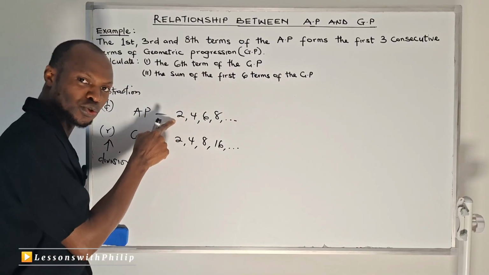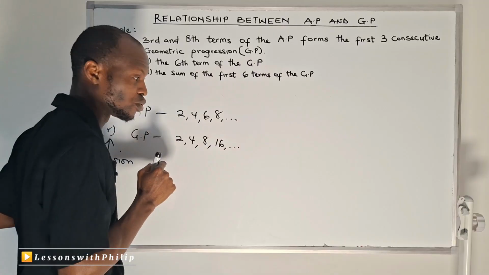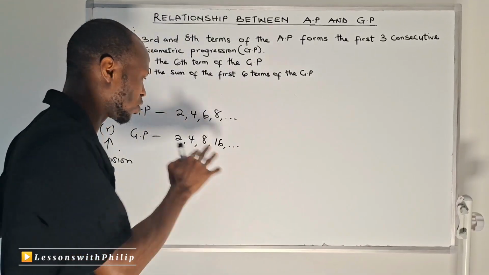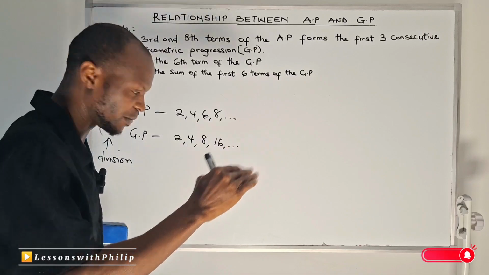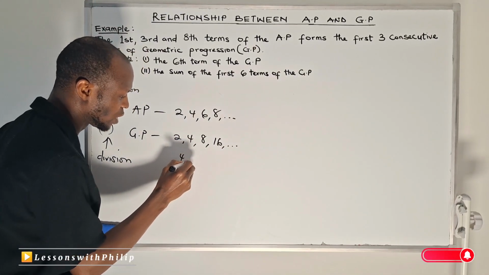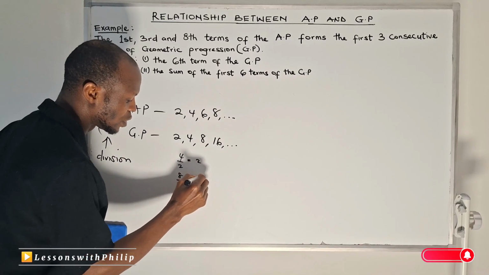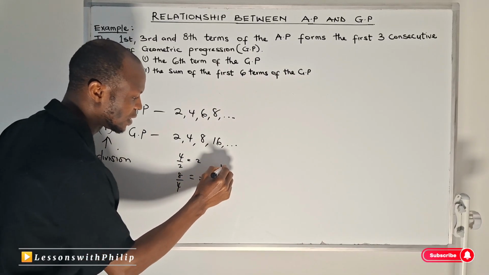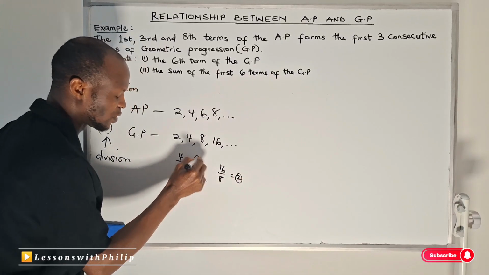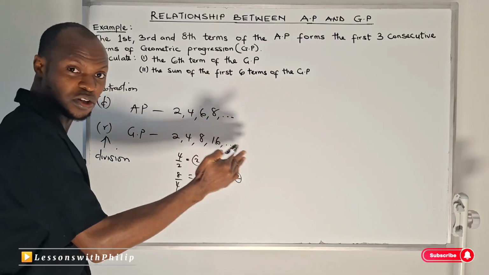Now, 4 minus 2 will give me 2. 6 minus 4 will give me 2. 8 minus 6 will give me 2. That shows that this sequence is an arithmetic progression because they have a common difference. Now check this. 4 divided by 2 will give me what? 2. 8 divided by 4 will give me what? 2. 16 divided by 8 will give me what? 2. You see that they have a common ratio.